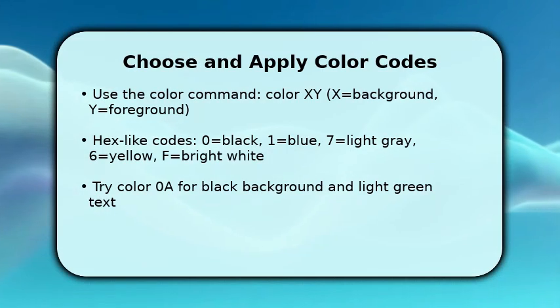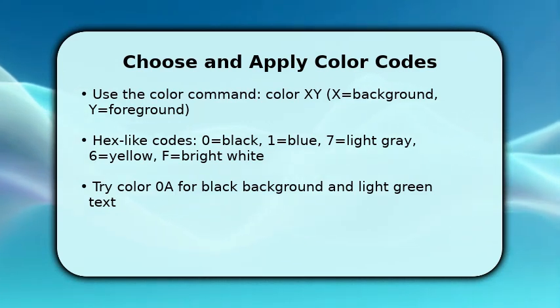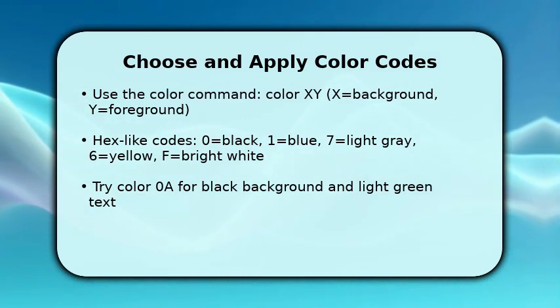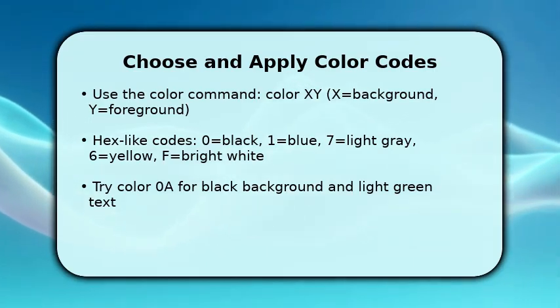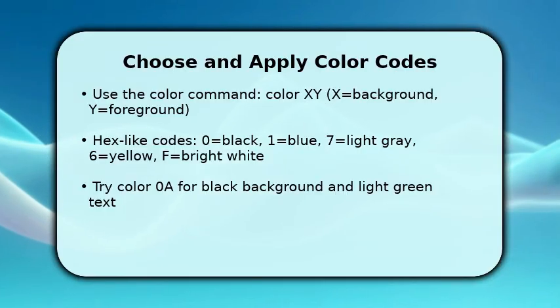You now pick two hexadecimal-like digits where the first is background and the second is text. For example, type colors 0A and press Enter to set black background and light green text immediately. If you see no change, make sure you didn't include spaces or extra characters.